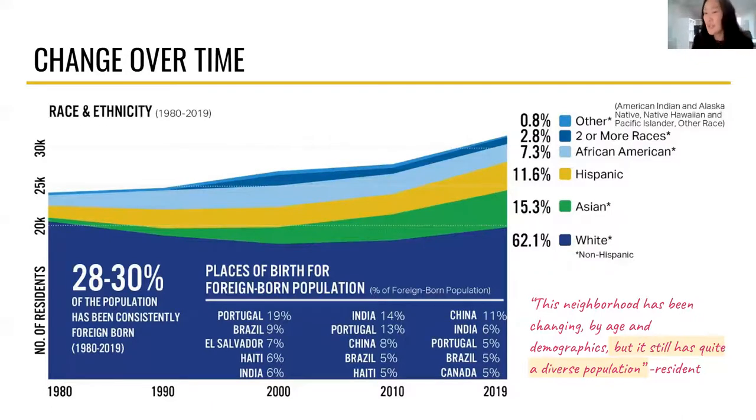What has also changed over time is the places of origin, so the countries of origin of new immigrants in this area. As you can see in 2000, the top country is Portugal. 19% of the foreign born population came from Portugal. And over the last couple of decades, that has shifted a bit so that in 2019, the latest estimates, the top countries are countries in Asia, so China and India specifically. If you look at the green band in the race and ethnicity chart, you will see that since 2000, that share of the population has also grown. So those things are tracking. So we're aware of these changes.